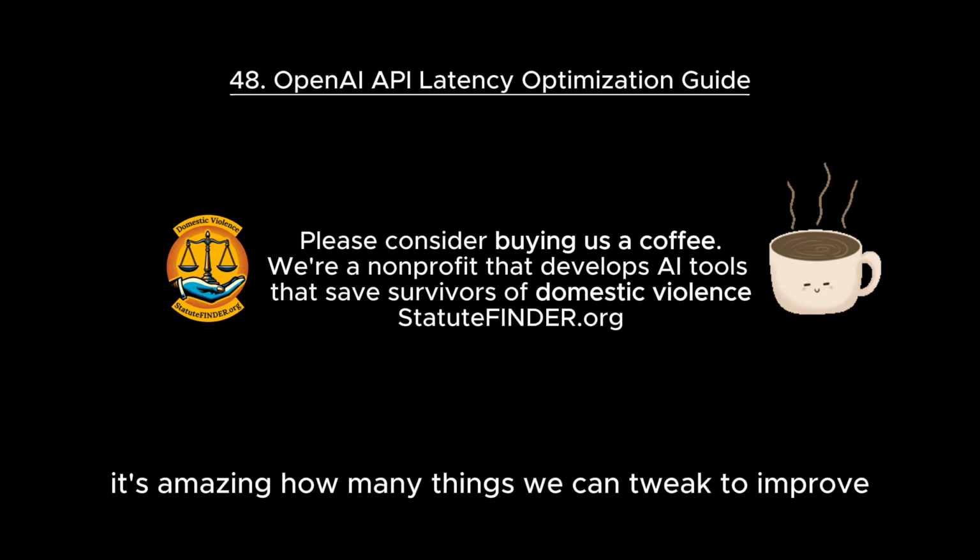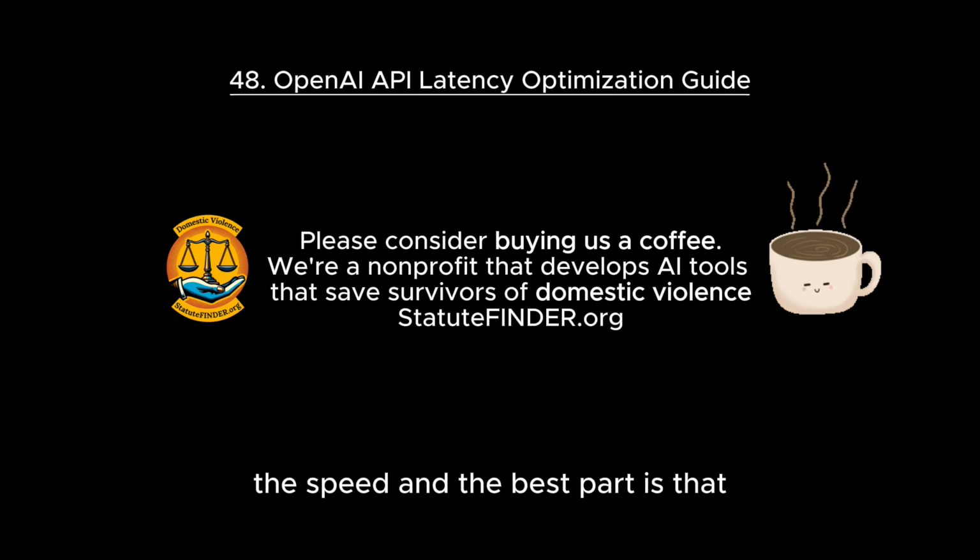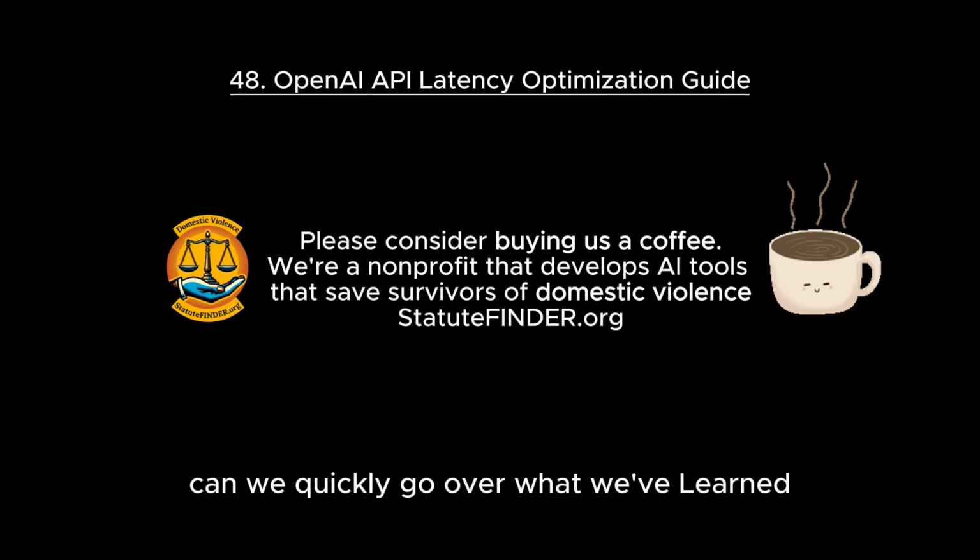It's amazing how many things we can tweak to improve the speed. And the best part is that all these principles can be used for all kinds of OpenAI projects, from chatbots to code generation to creative writing tools. It's all about making things run smoothly. I'm feeling so inspired. I want to go and optimize all my code now. But before we wrap up, I want to make sure I've got this all straight. Can we quickly go over what we've learned?